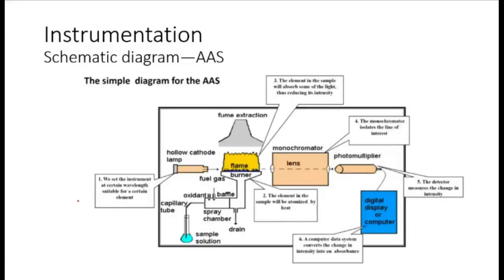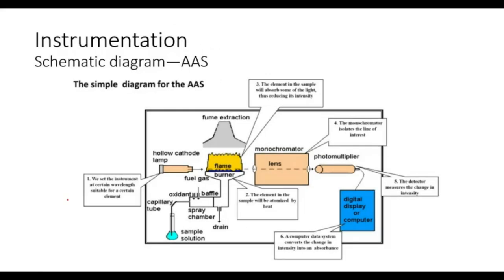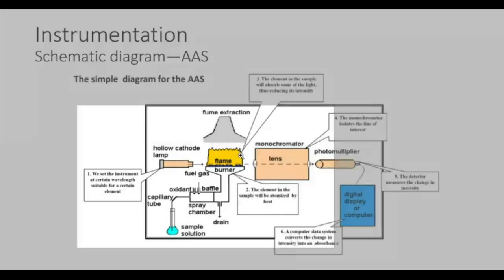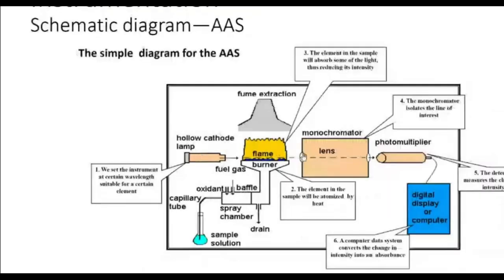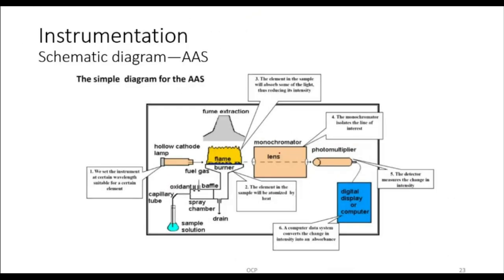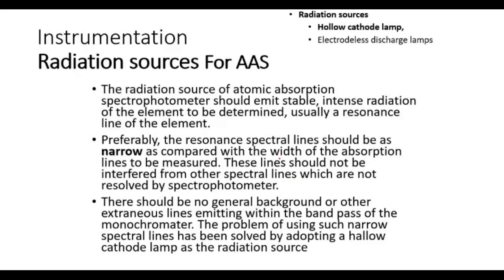So moving forward, there is another representation of the same diagram. Now you observe it, you will understand different parts of it. There are labels there which are almost self-explanatory. Okay, let us see the sources of radiation in atomic absorption spectroscopy.